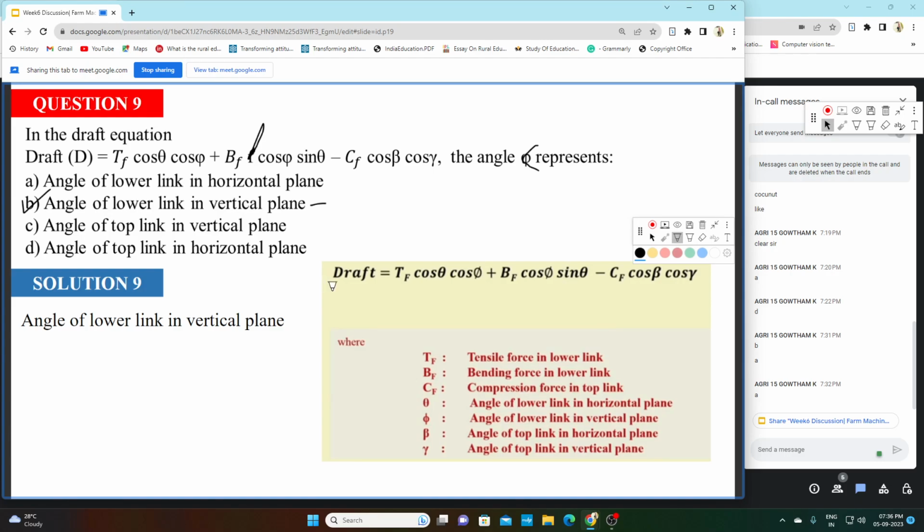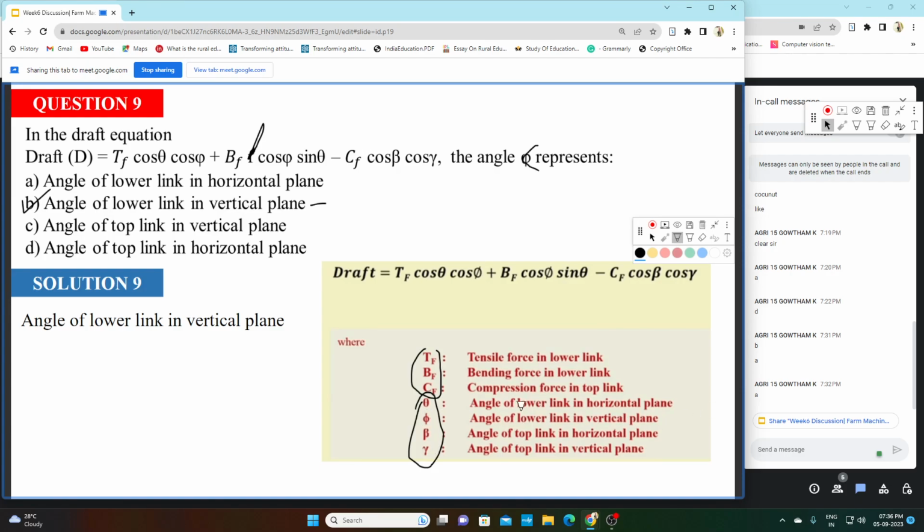So again I am repeating, for this draft equation we require 7 variables, okay? These are the 7 variables. So 3 variables are force variables, and 4 variables are your angle variables. What are the different force variables? One is tension force TF, BF is bending force, and CF is compressive force. And we have 4 angles. 2 angles that the top link is making with horizontal and vertical, and 2 angles that the lower link is making with horizontal and vertical.